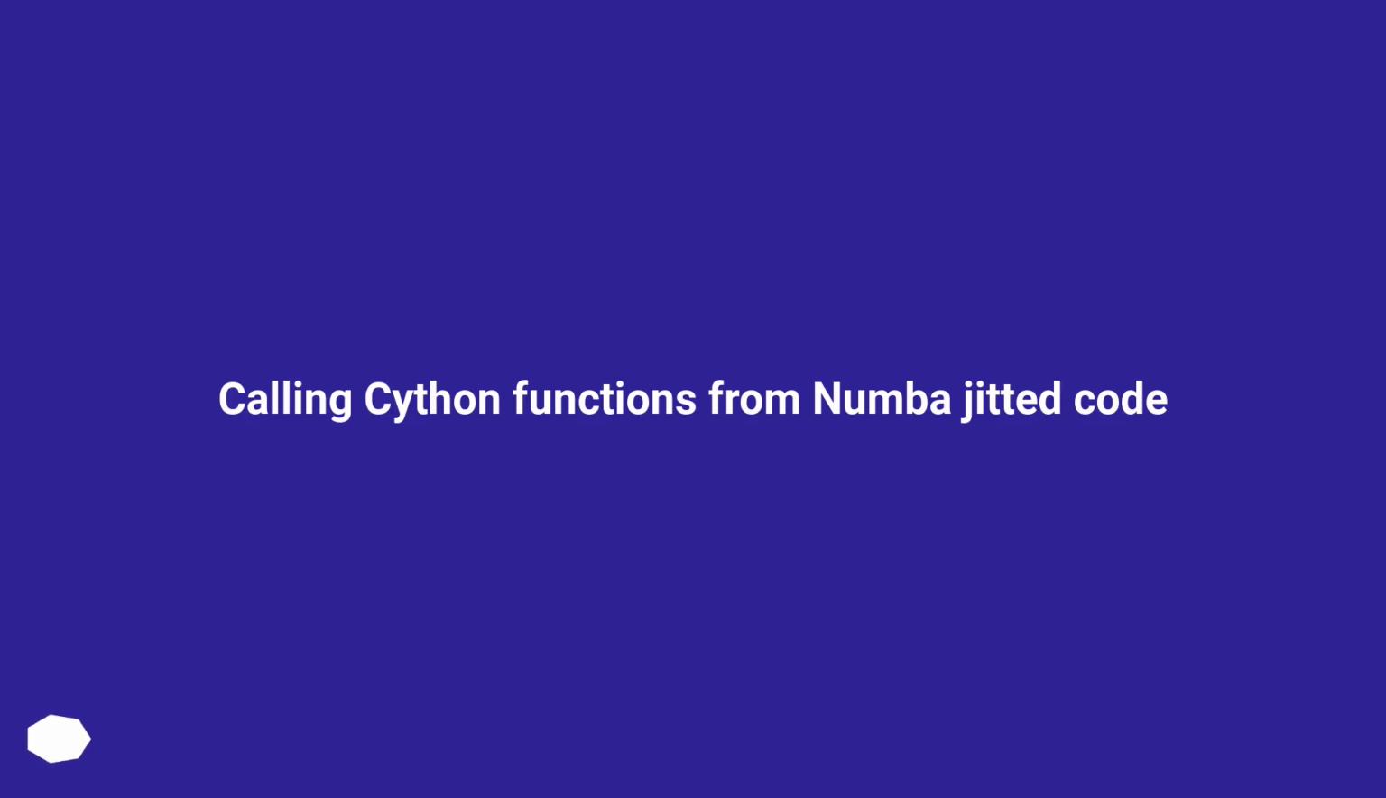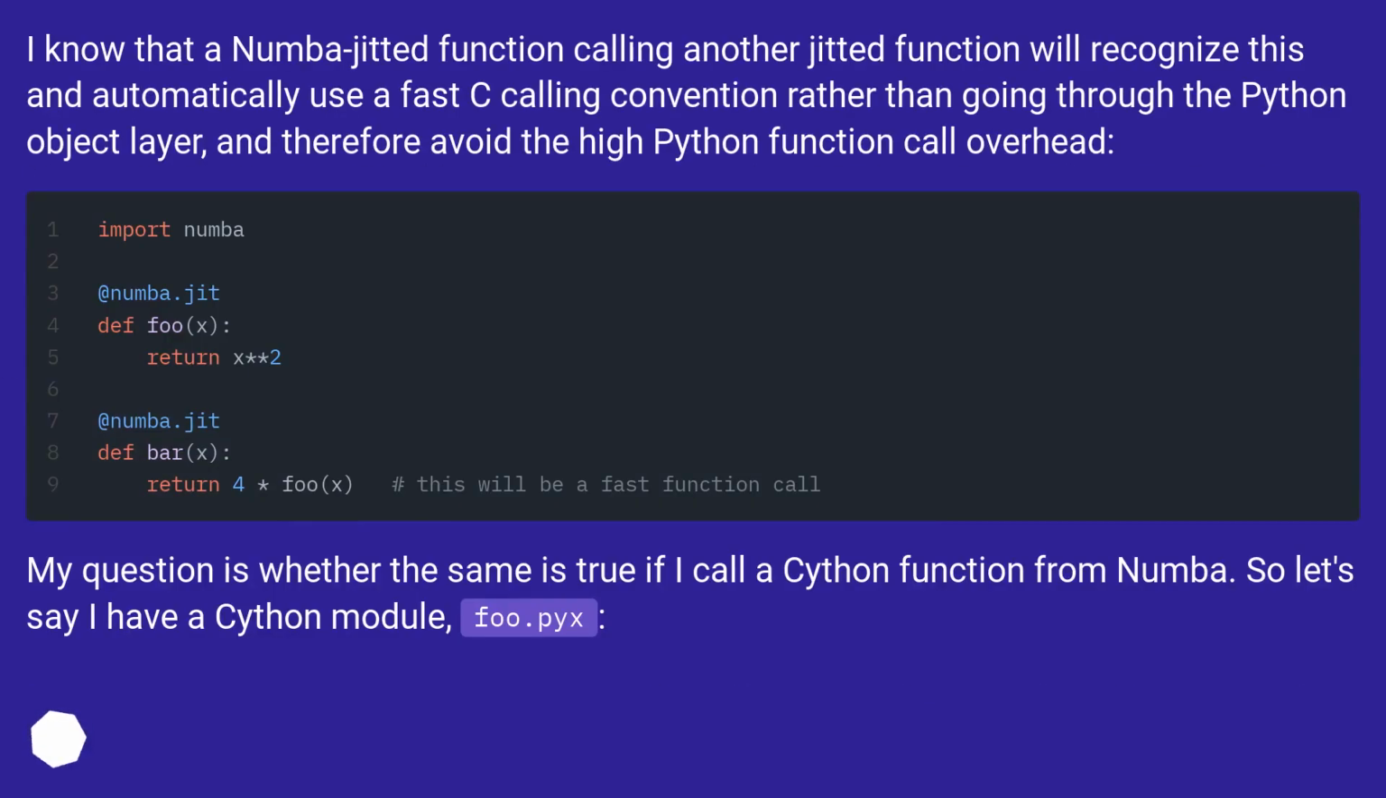Calling Cython functions from Numba jitted code. I know that a Numba jitted function calling another jitted function will recognize this and automatically use a fast C calling convention rather than going through the Python object layer, and therefore avoid the high Python function call overhead.